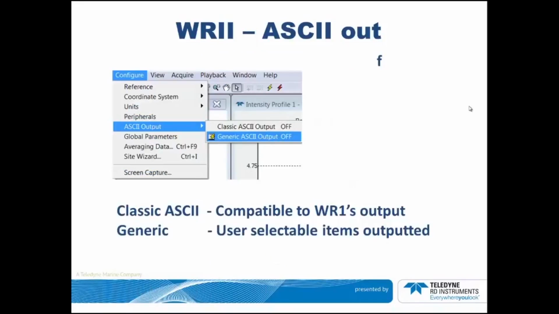The classic ASCII output is the same as WinRiverI's ASCII output. This is a fixed format output. The focus of this class is the generic ASCII output. With the generic output, you can select any and all of about 400 different items, such as water velocity, water direction, water depth, etc. Click Configure, ASCII Output, Generic ASCII Output.